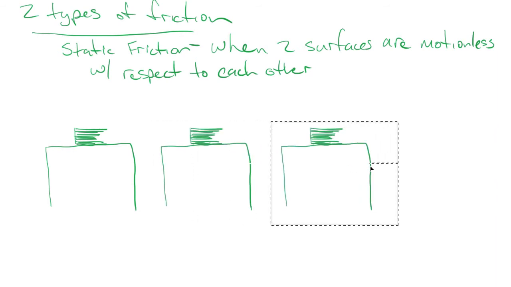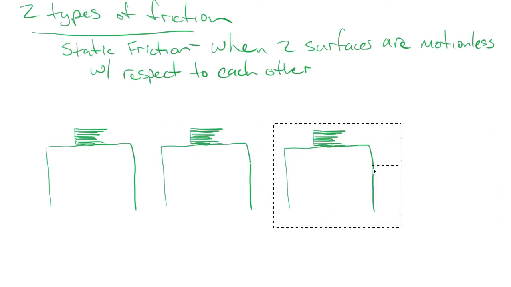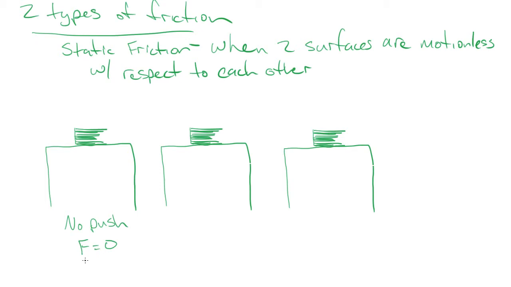All right, so I'm going to have a book on a table, 3 different scenarios, like so. In the first scenario, we have a book sitting on a table, and I'm not doing anything to it. I'm not pushing it. So I'm not applying a force to it. I'll just generalize my force due to me is 0. In that case, the force due to friction is 0. There's nothing to do. The book's just sitting there.